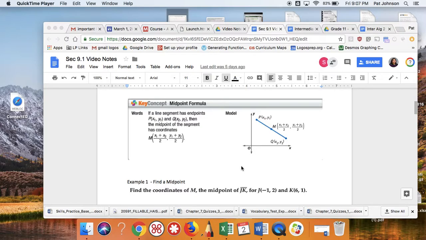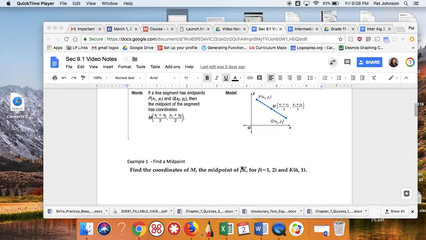It says if a line segment has endpoints (x1, y1) and (x2, y2), then the midpoint of the segment has the coordinates M equals (x1 plus x2 divided by 2, comma, y1 plus y2 divided by 2). It's just as simple as a formula. So let's look at the first example.